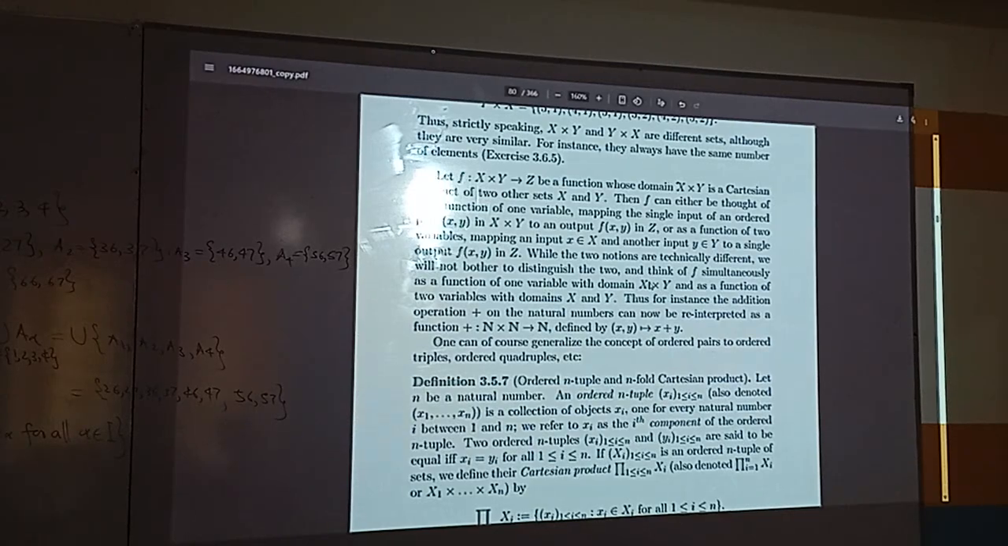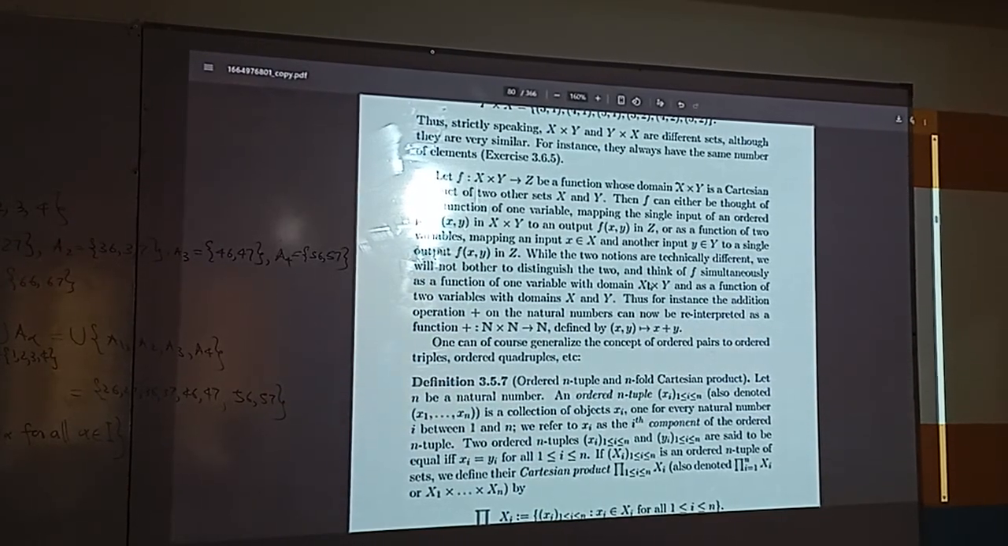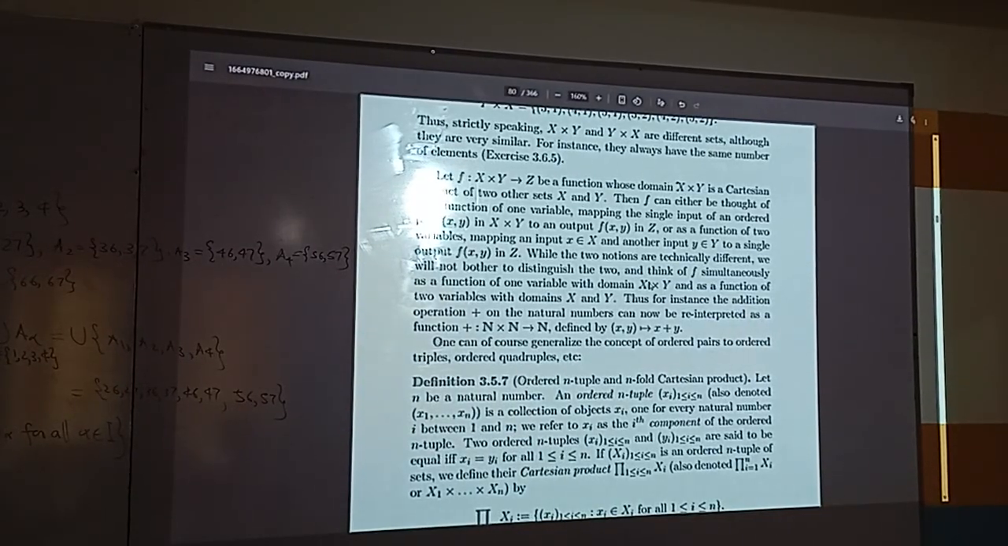When you have a function from x cross y to z, one can think of this as a function of one variable, f of x cross y, and the output is f of xy anyway. Or as a function of two variables mapping. One can think again it is two variables because you have to let the x and y variables go to a single output. So it is how you interpret.